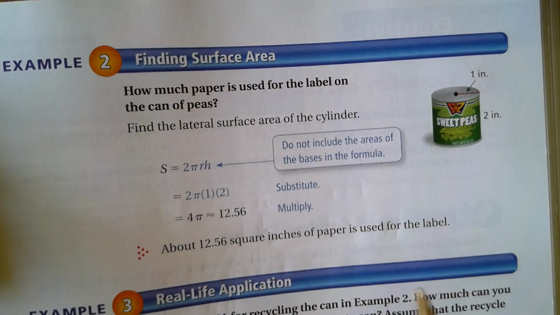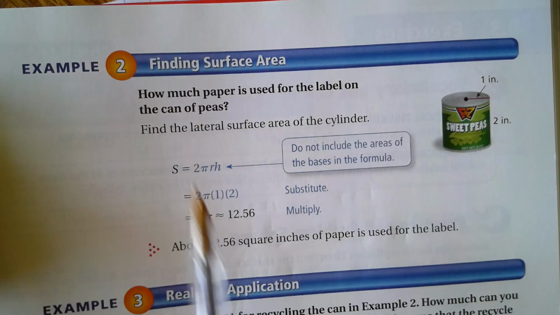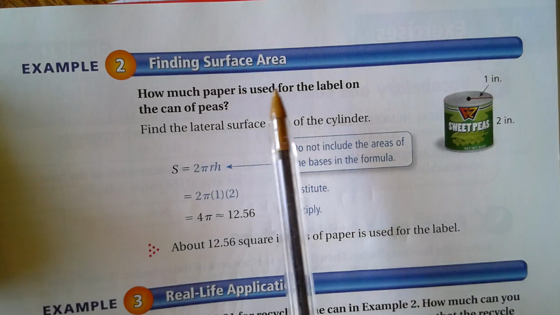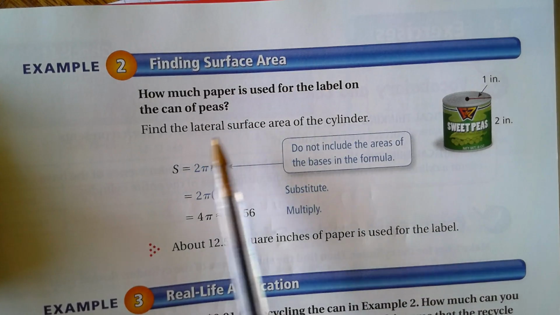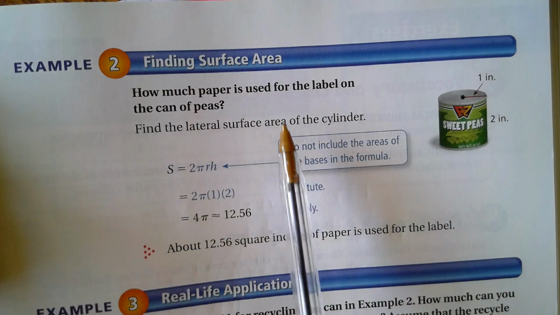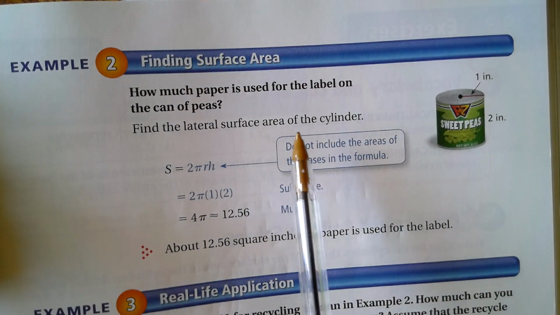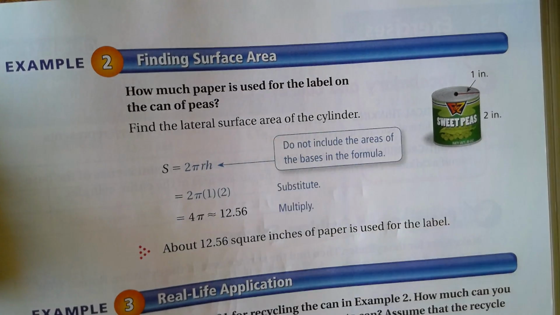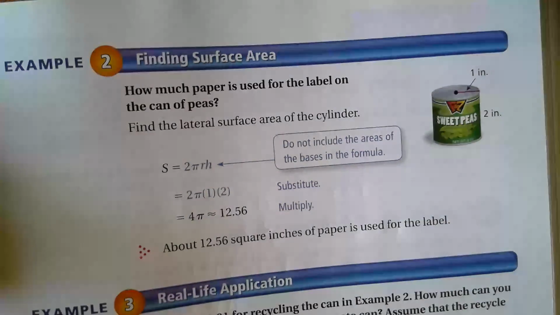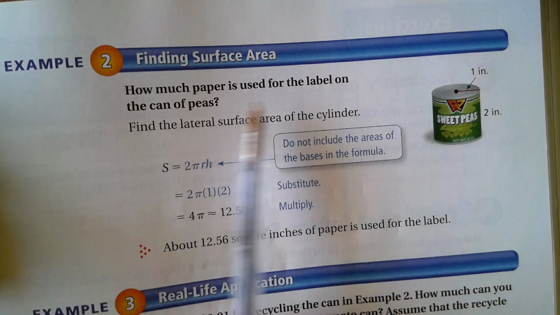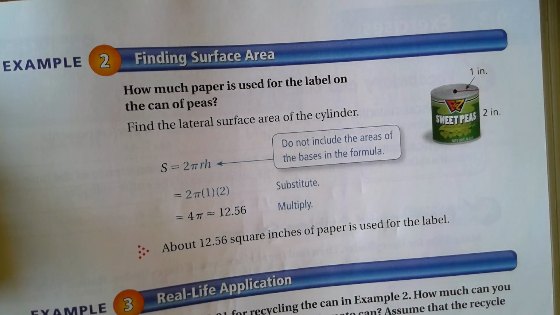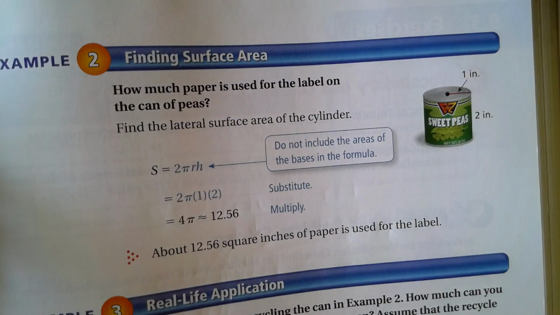Okay, so when you go to do your practice, just be careful what the question is asking. How much paper is used for the label? That would be the lateral surface area of the cylinder. If it says how much paper is used for the entire can or the entire cylinder, maybe it's cylinder packaging, then you would find the entire surface area. So just read carefully, and that will tell you which one you need to use, whether it's the entire surface area of the cylinder or just the lateral surface area, okay?